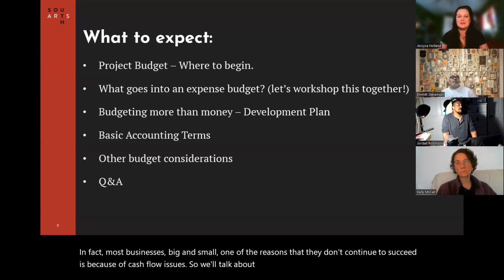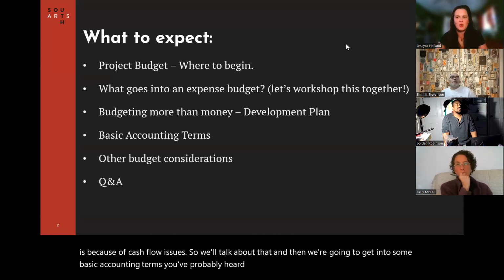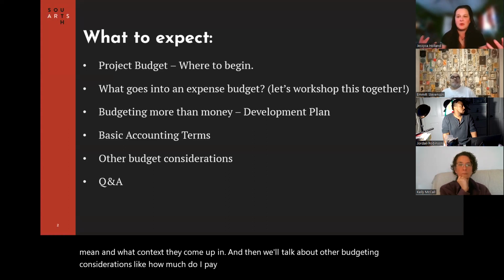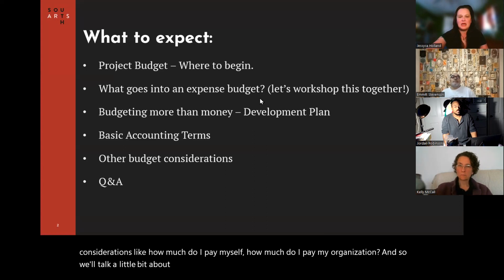And then we're going to get into some basic accounting terms. You've probably heard some of these terms. We'll talk about what they mean and what context they come up in. And then we'll talk about other budgeting considerations, like how much do I pay myself? How much do I pay my organization? And so we'll talk a little bit about some guidelines around that as well.